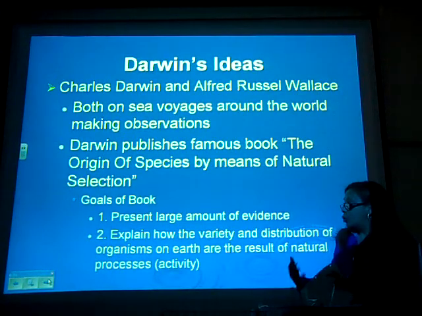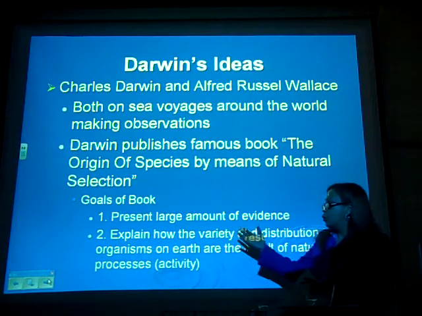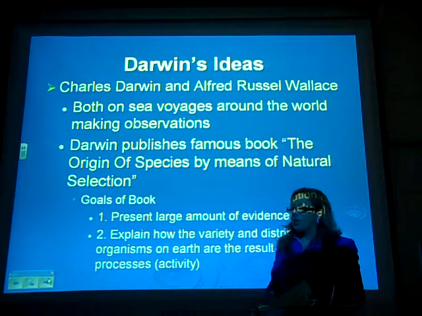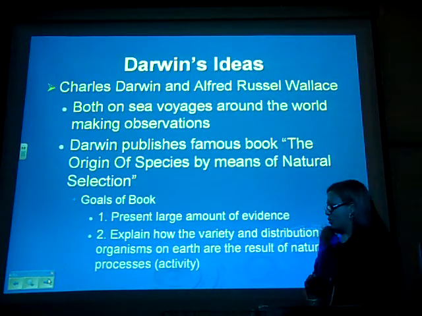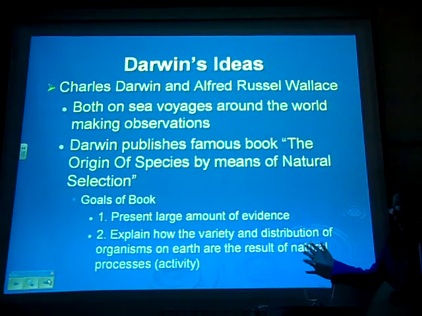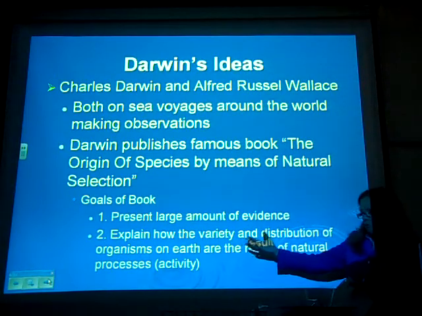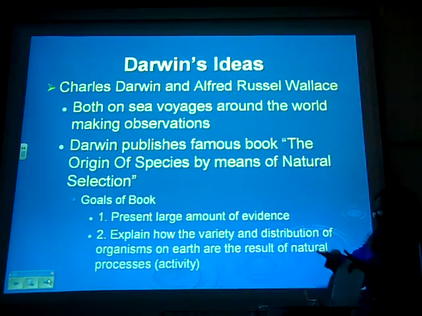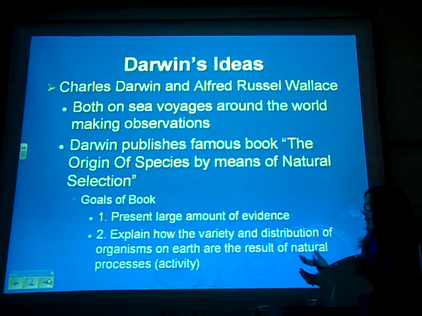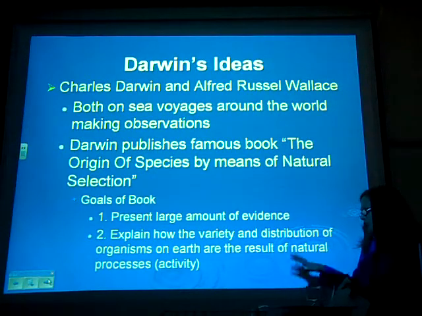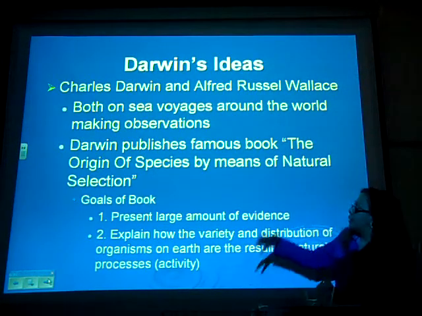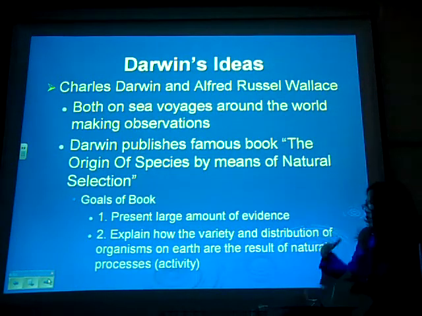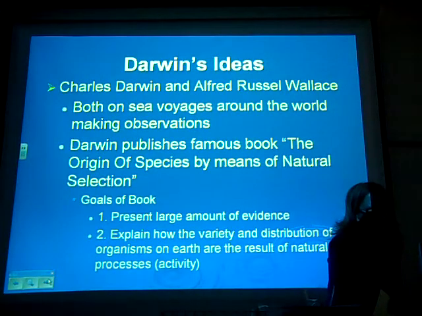That book had two goals. He basically wanted to show the world the large amount of evidence that there was for his new controversial theory, called the theory of evolution by natural selection. And he also wanted to explain the variety that he observed around the world, and how those organisms were distributed around the earth, and that this would be the result of some natural processes, thereby the reason why he has natural selection in the title of his theory.